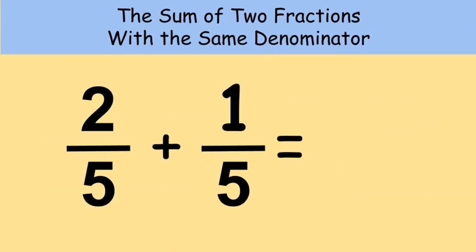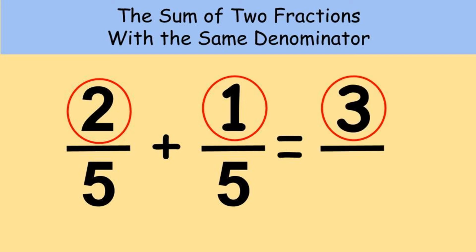When we add fractions with the same denominator, we keep the denominator the same and just add the numerator. Let's look at 2/5 plus 1/5. We add the numerators. 2 plus 1 equals 3. Then the denominator of our answer is 5 since the denominator stays the same. Therefore, 2/5 plus 1/5 equals 3/5.